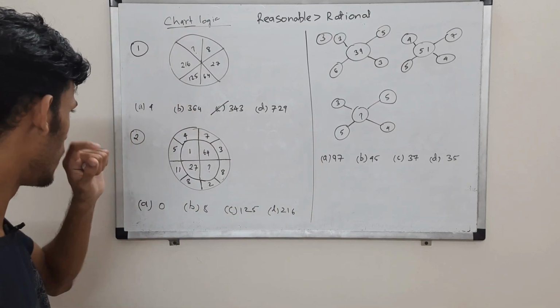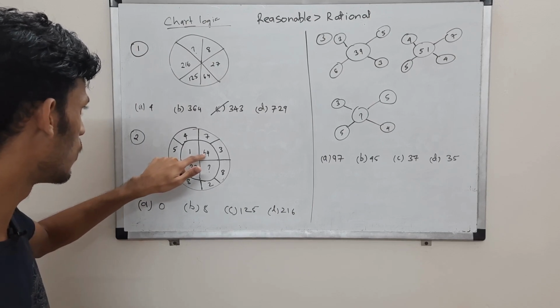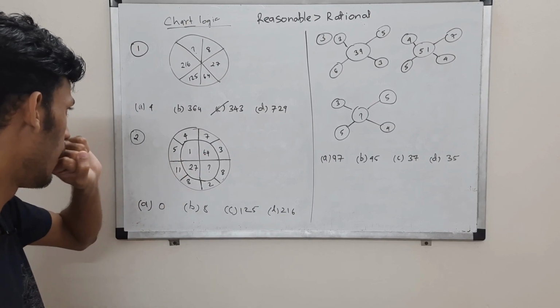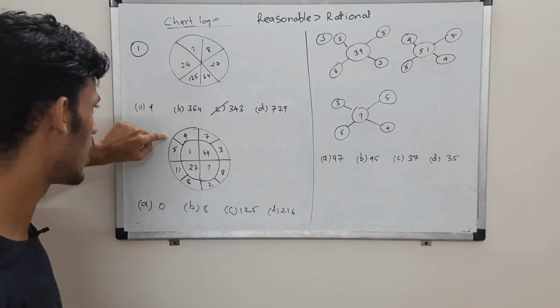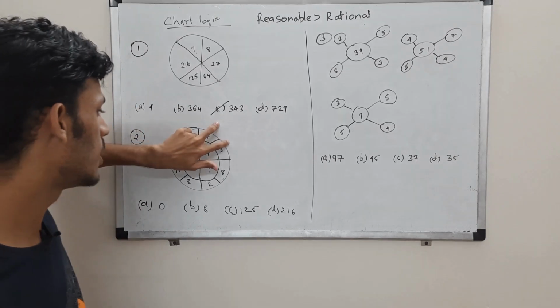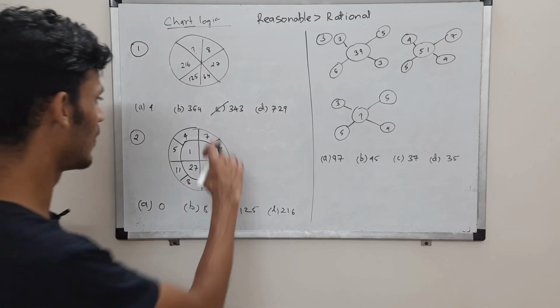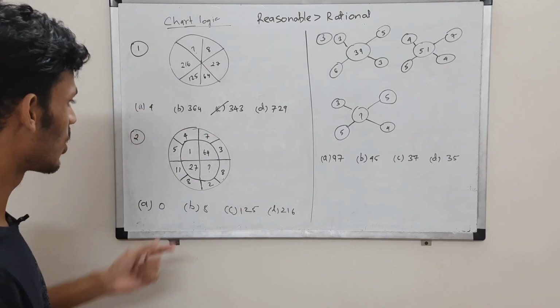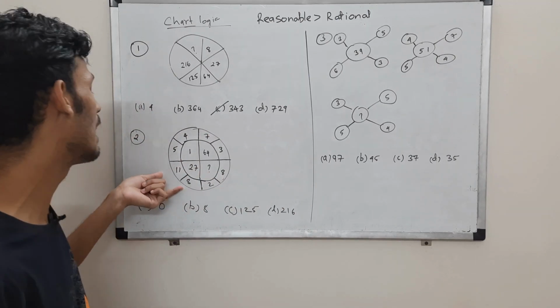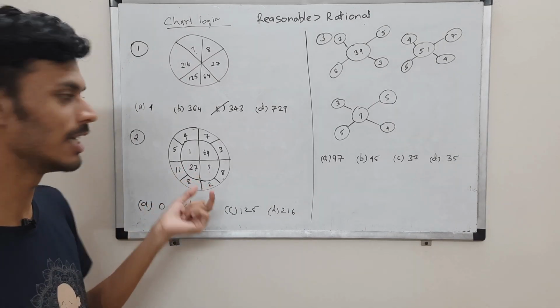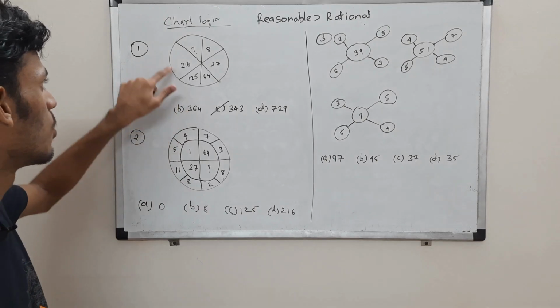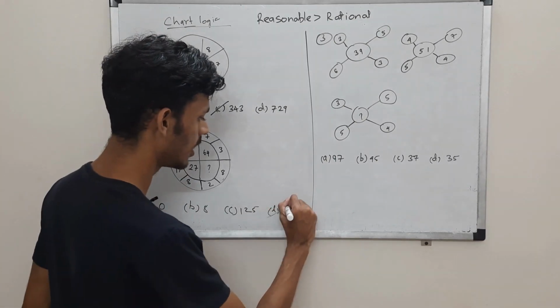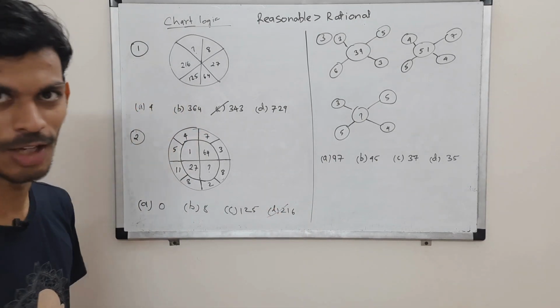Here also I can see a bunch of cubes, 1, 64, then 27, right? So what will be the logic over here? You can see 5 minus 4 is 1, right? 1 cube is 1. 7 minus 3 is 4, so 4 cube is 64. 11 minus 8 is 3, 3 cube is 27. So similarly, 8 minus 2 is 6, 6 cube is 216. Okay, so option D, 216 is the correct choice over here.